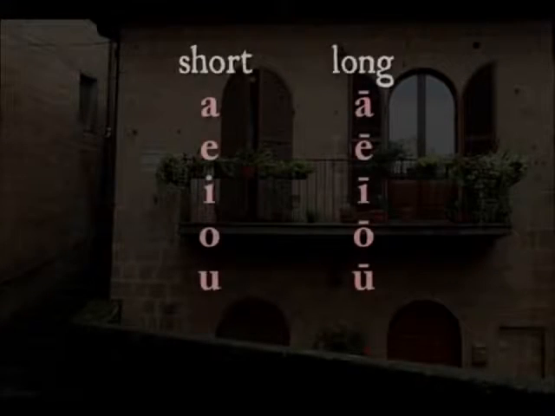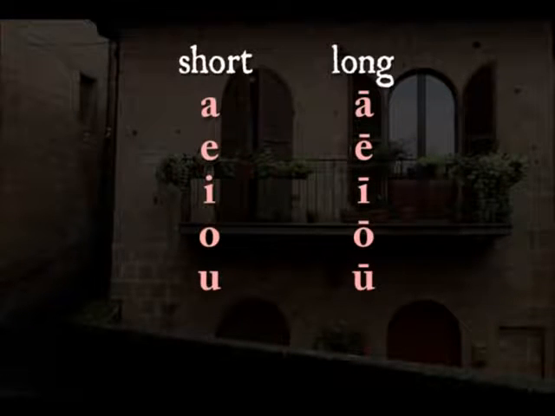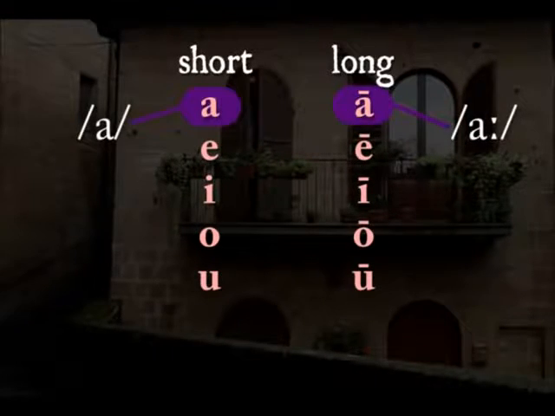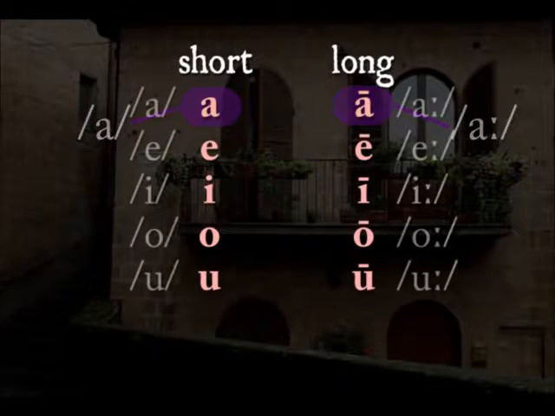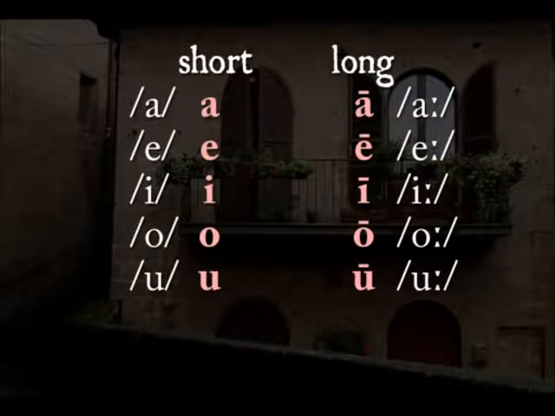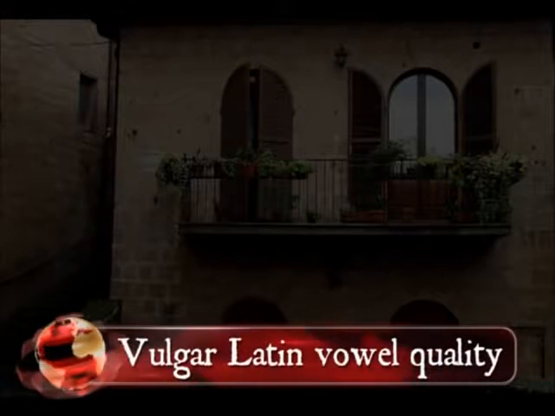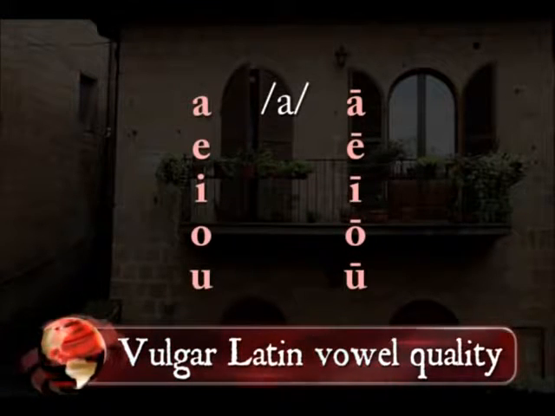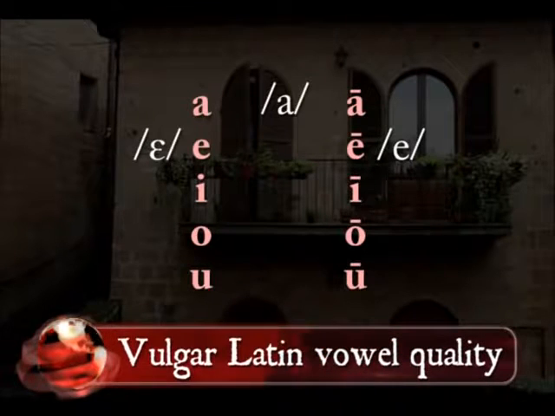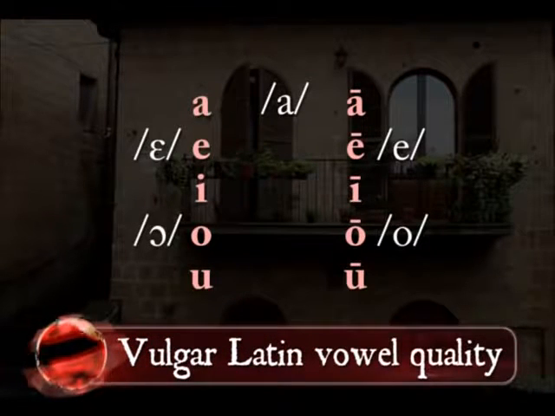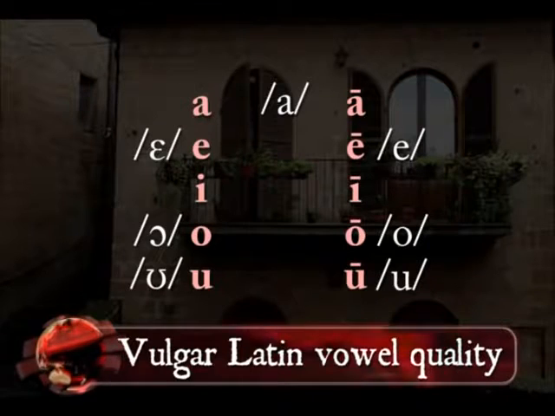Classical Latin vowels had two values, short and long. The name refers to how long the vowel is held, short a versus long a. You can hear that long vowels are held out longer in time. In Vulgar Latin, the quality of a vowel became a major difference between short and long vowels. Some vowels sounded different, even if they weren't held longer or shorter. Long and short a, but short e, long e, short o, long o, short u, long u.